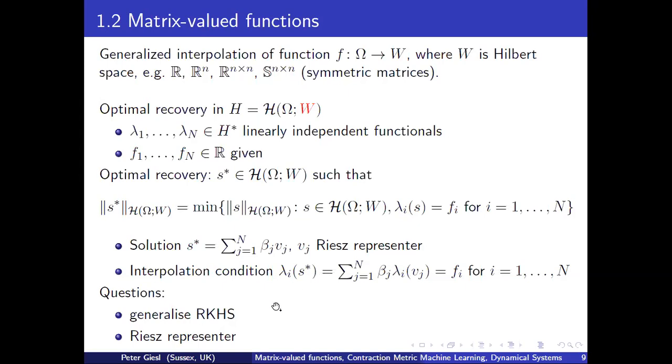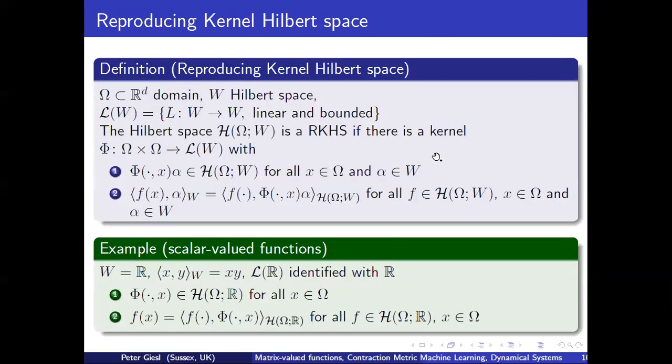Now, how do we actually solve this? Well, the first step is to generalize the concept of reproducing kernel Hilbert space from scalar valued functions earlier to matrix valued functions, or general Hilbert space valued functions. And then we're obviously interested in what is actually the Riesz representative of a lambda_i. So what's this quantity? Because that's what we need to calculate. So here's the definition of a reproducing kernel Hilbert space in this more general setting. Omega is still a domain in R^d, but W is now a Hilbert space. Again, we have in mind matrices here.